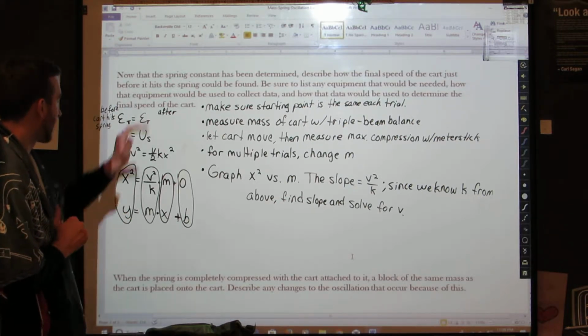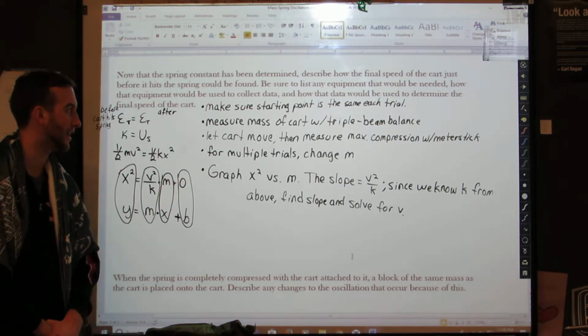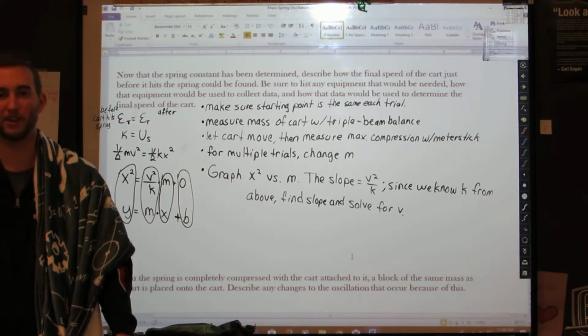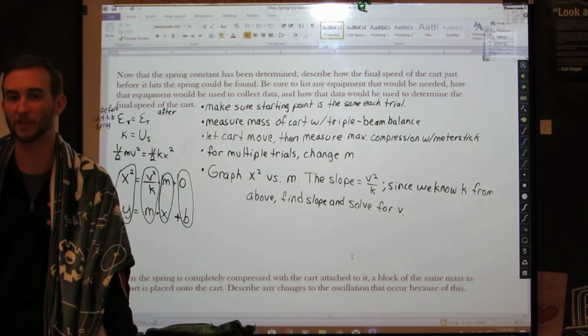I believe we have everything. I believe we've kind of taken care of everything that we have here. Okay, this is one way that we could check our value for the velocity. Okay, one way we could experimentally do this.